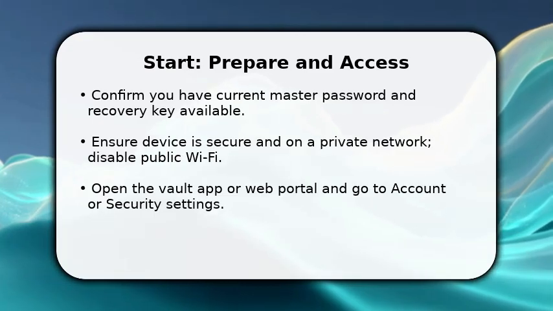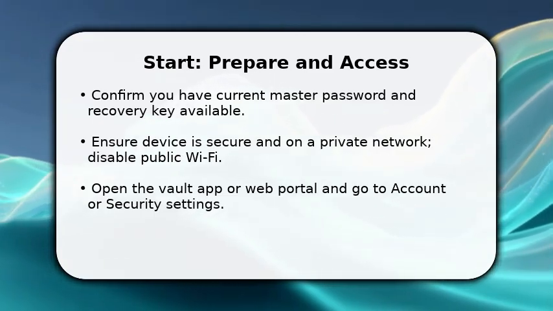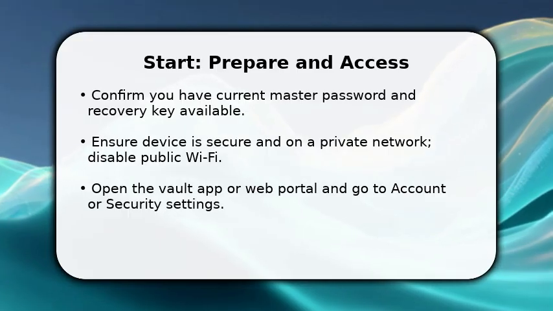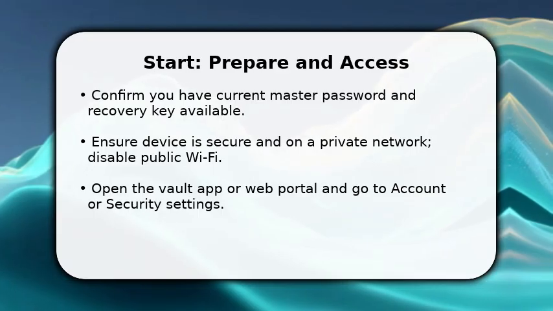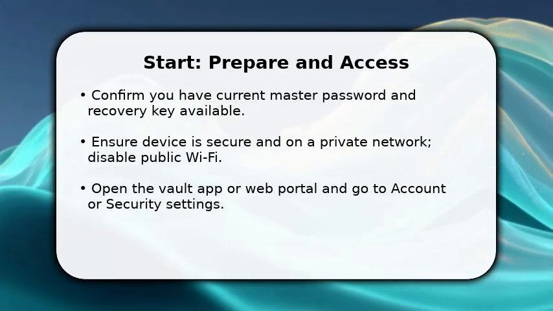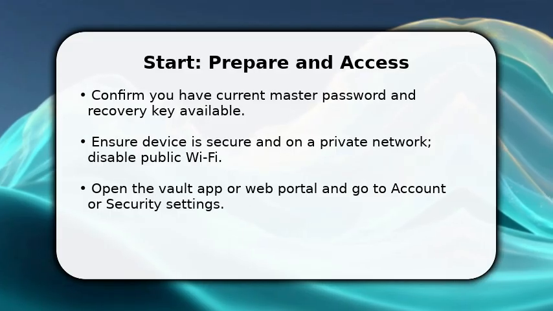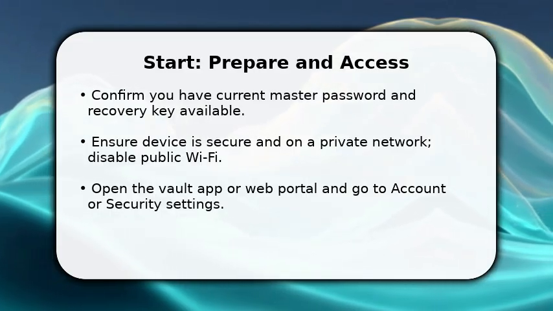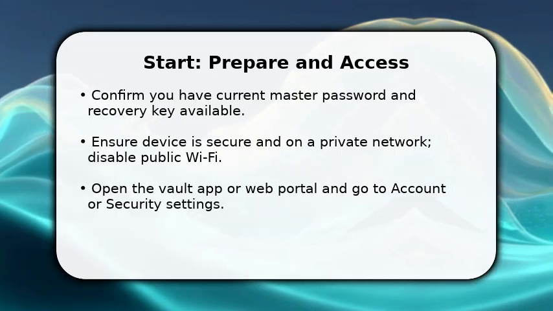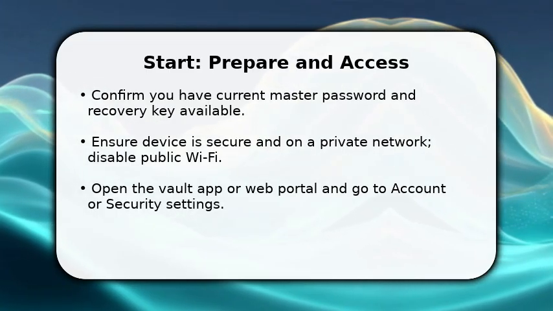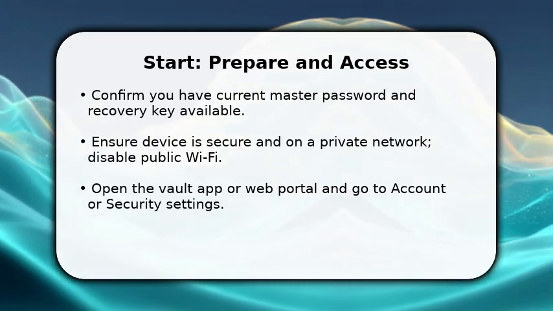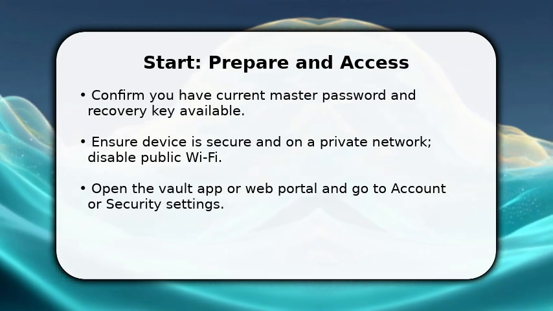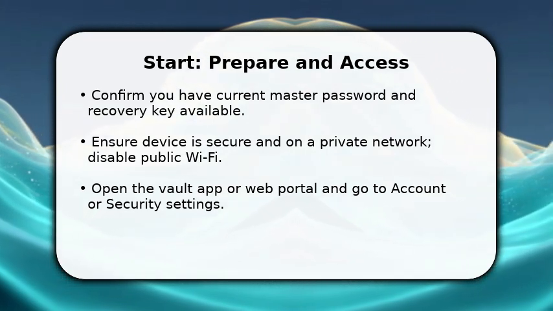Enjoy the video. You begin by confirming two essentials: your current master password and the recovery key or backup codes. Once done, make sure you're on a private, secure network and have any secondary device for two-factor authentication ready. Now open the Vault application or web portal, sign in, and navigate straight to account or security settings. This step is critical because changing the password requires active authentication and access to recovery options in case something goes wrong. You'll now perform the core change.